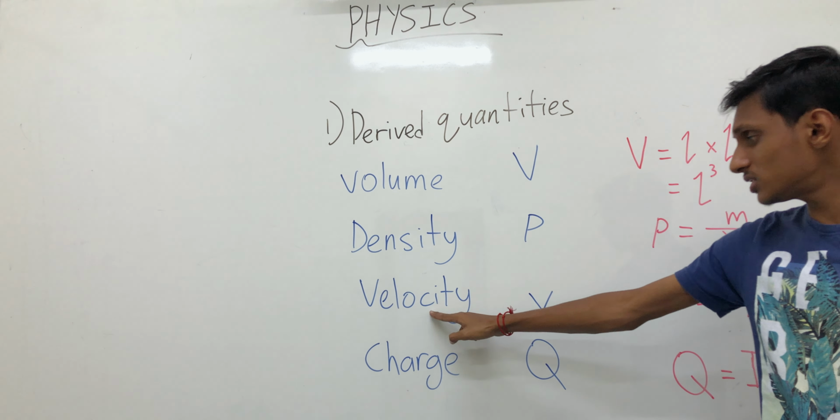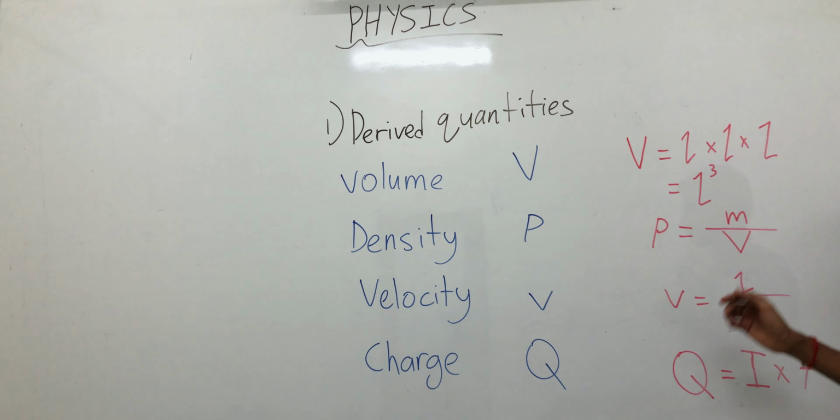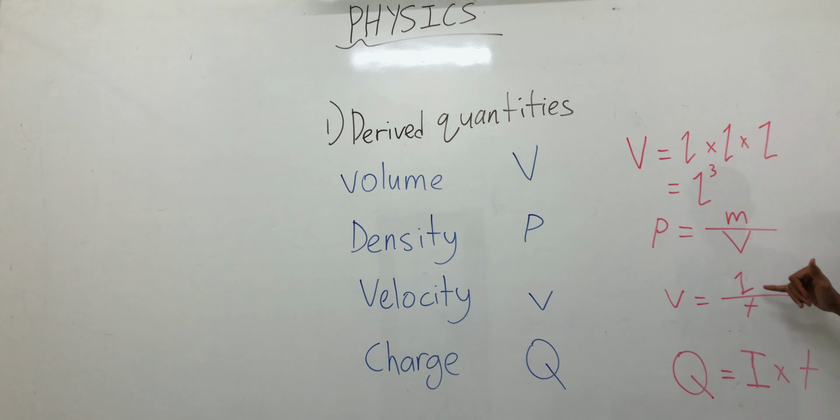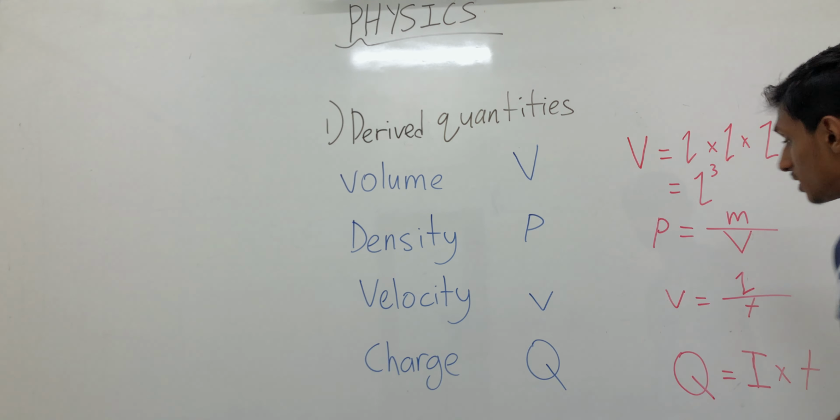Now let's go to velocity. We use a small v, and the formula for that is also from base quantities, length over time, T capital. Remember, the SI unit for time is second, with S as its symbol.